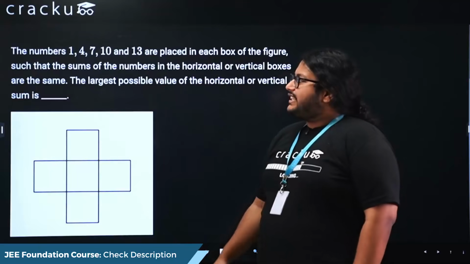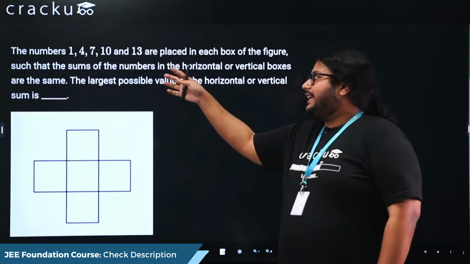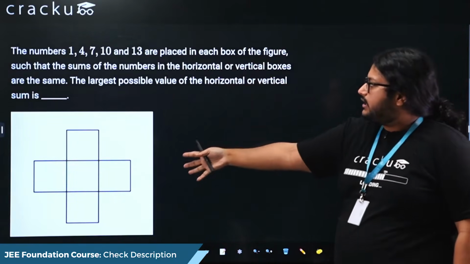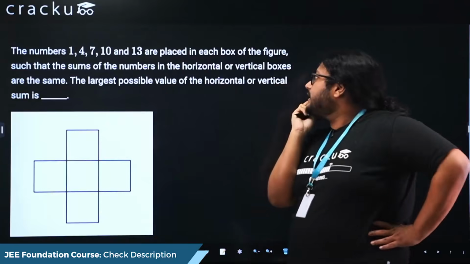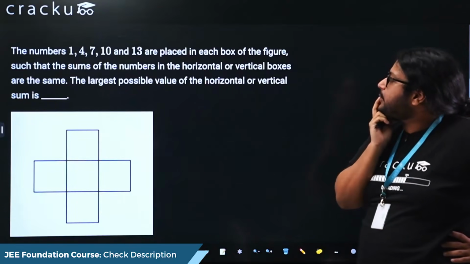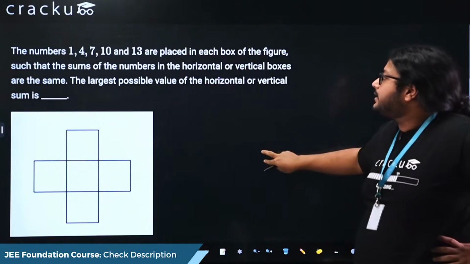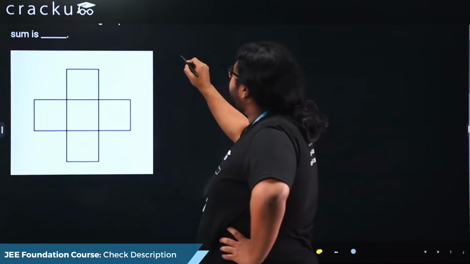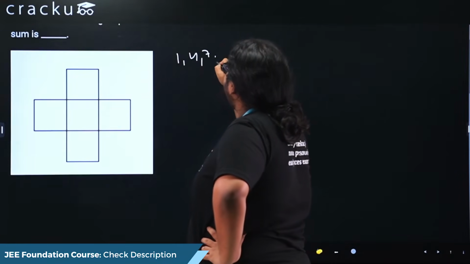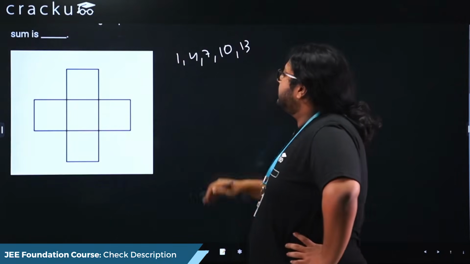So in this question, we are told that the numbers 1, 4, 7, 10 and 13 are placed in each box of the figure, such that the sum of the numbers in the horizontal or vertical boxes are the same. The largest possible value of the horizontal or vertical sum is. Okay, so what are the numbers? The numbers are 1, 4, 7, 10 and 13.